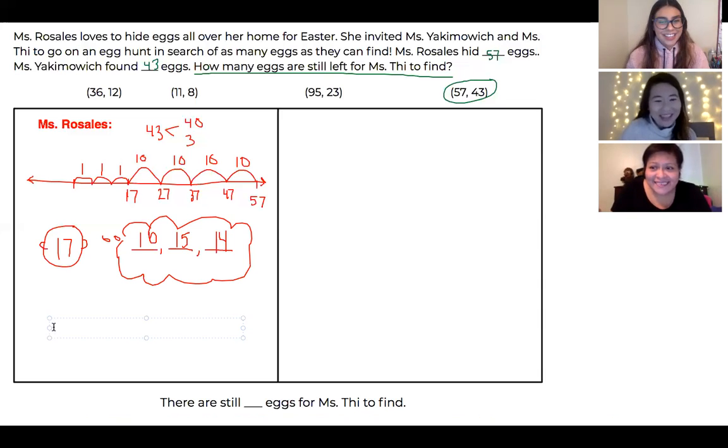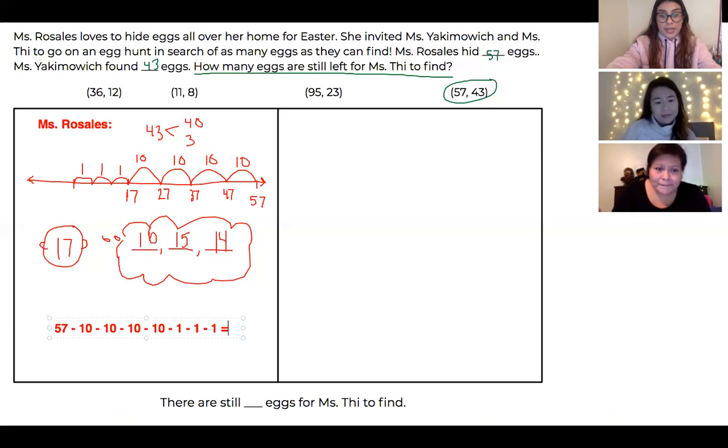So I think Miss Rosales did 57 minus 43. Yes, because she started with 57, right? So 57, and what did she do first? Well, I guess she minus 10, minus 10, minus 10, minus 10. So 4 groups of 10 because she decomposed 43 into 40 and 3. So 10, and then she subtracted 1, minus 1, minus 1, minus 1. Minus 1, and it gave us a grand total of 14 eggs.